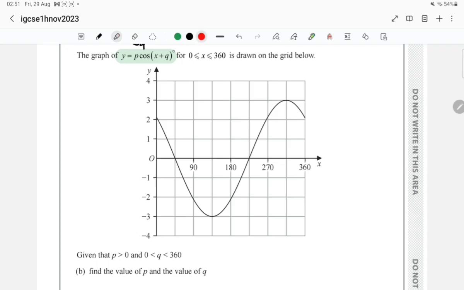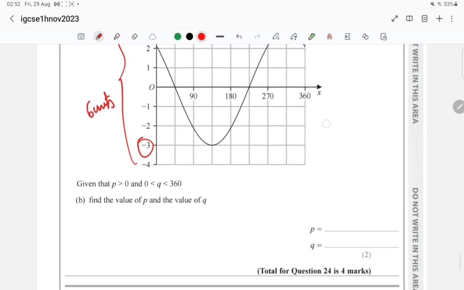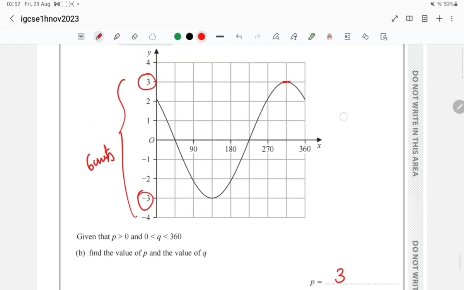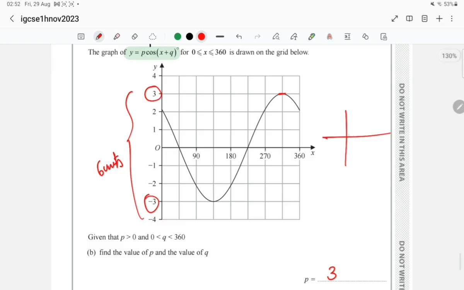Now from here, if we see this graph, we know that anything that we have in front is the amplitude, right? So I'll find the lowest point and the highest point in this graph. The highest point will be at 3 and the lowest point is at minus 3. So I have 6 units in between. The amplitude is from the middle to this one. So 6 divided by 2, which would be 3. So p would be 3. Now this is a graph of cos x plus q.